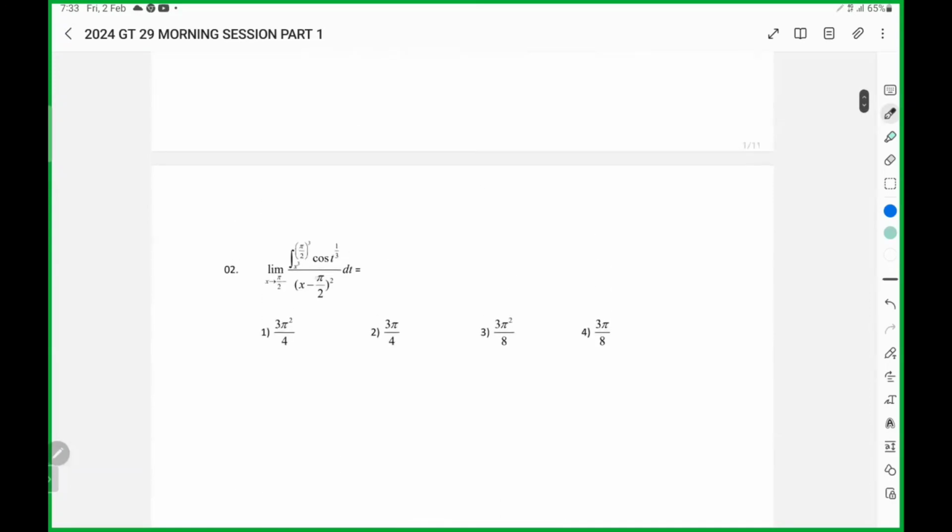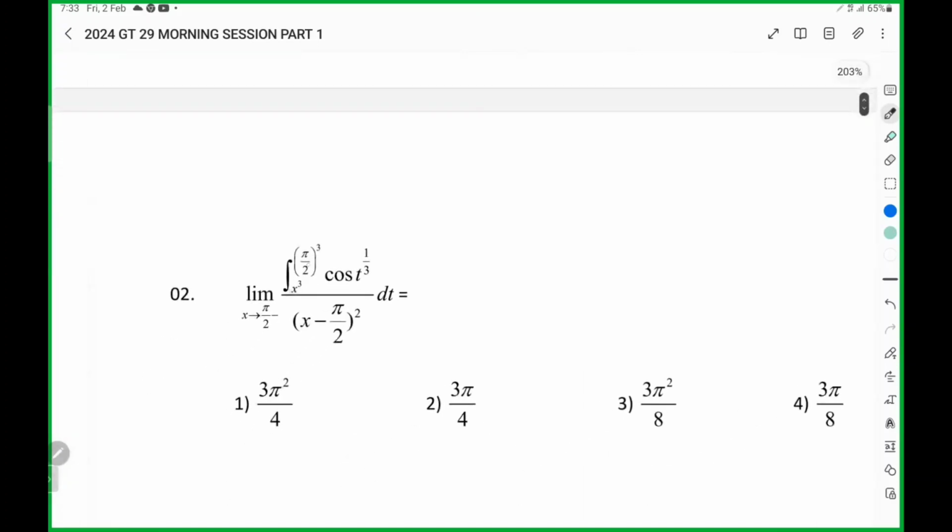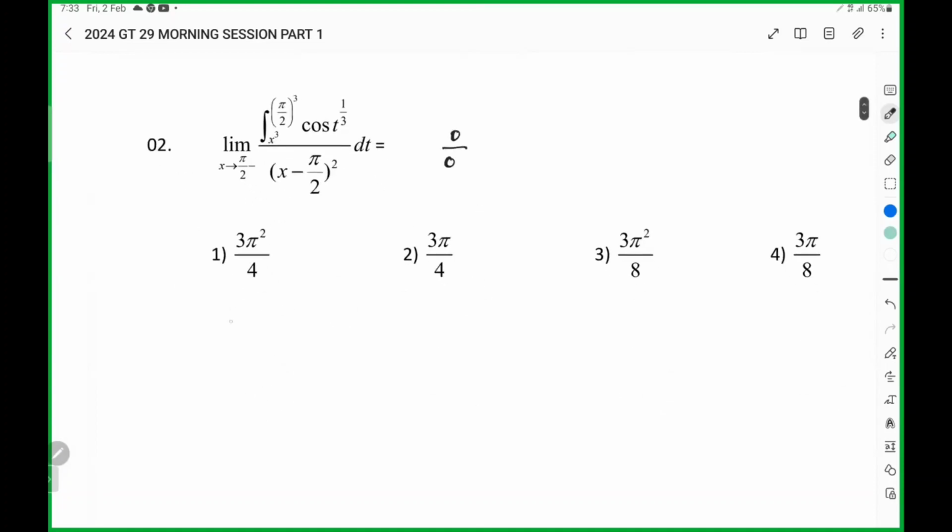Here you substitute pi by 2, the lower limit and upper limit become the same. Pi by 2 whole cube, pi by 2. So the upper integral is 0, lower integral is 0, it's an indeterminate form. Then you can apply L'Hospital rule, differentiating the upper limit and then something, whatever it is there, we are least bothered, minus differentiating the lower limit and substituting the lower limit.